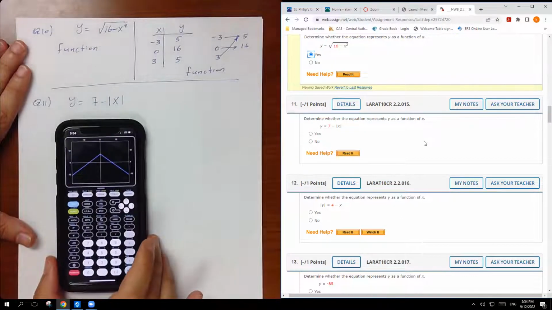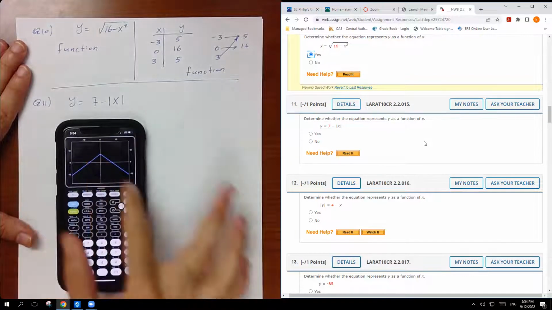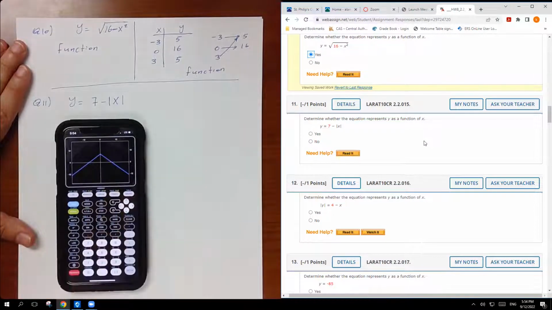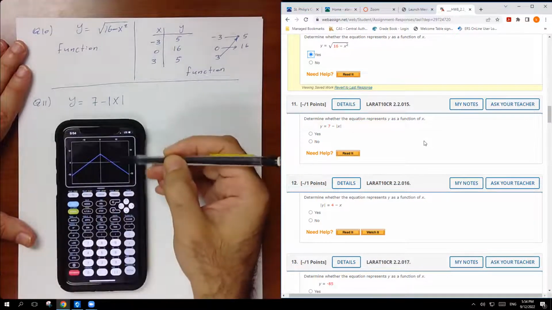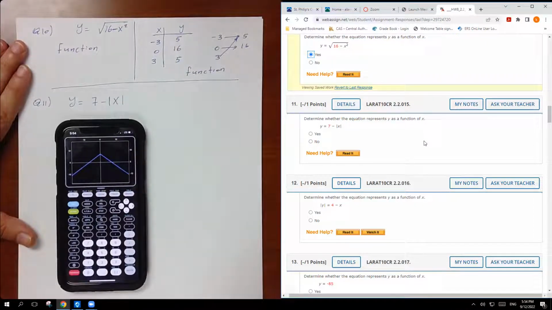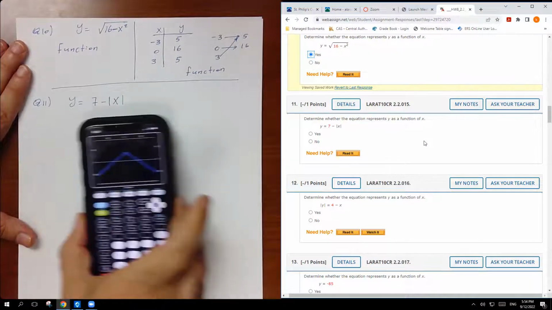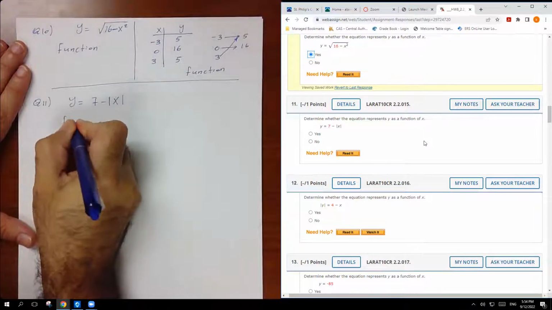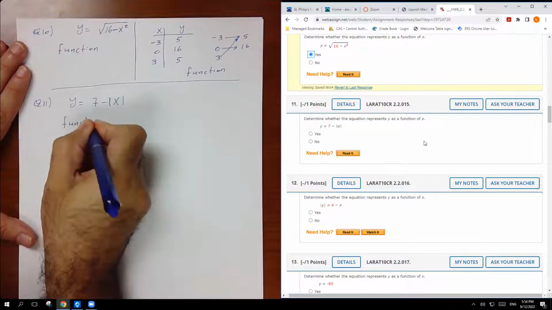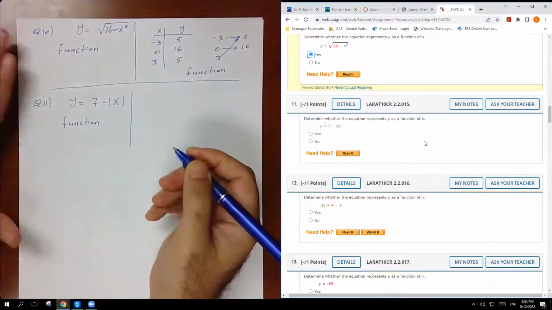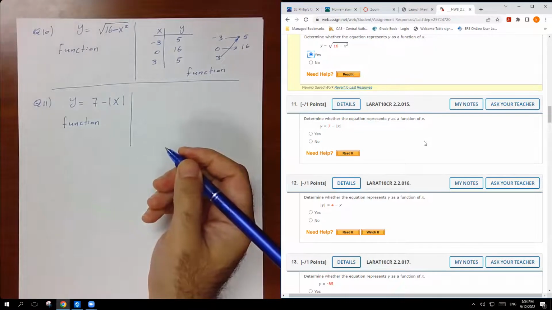Check the graph. The graph is flipped over the x-axis. So if you apply the vertical line test here, or here, or here, you'll find each x goes to one y. In this case, we can say that this graph is a function by using the vertical line test. Let's now check it without using the vertical line test.